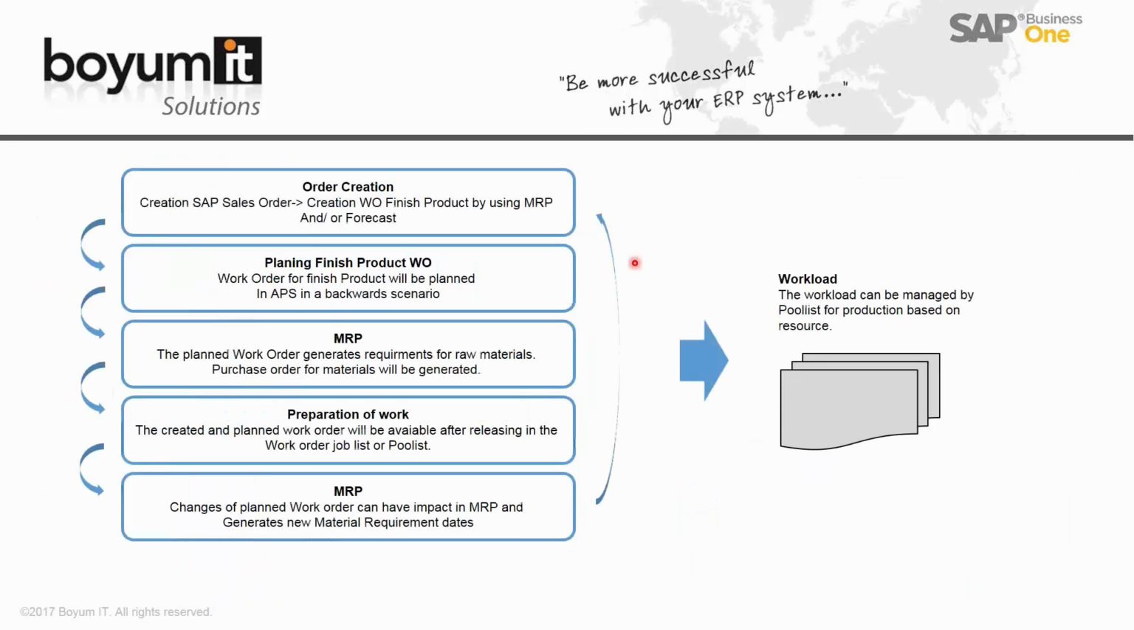Yeah, and also here, of course, if you work with the planning with APS, there is also a possible planning scenario. It's then more simple because you have maybe only one planning scenario in APS. You plan only the finished product without any sub-assemblies. You also have MRP, and then as a result, your workload.